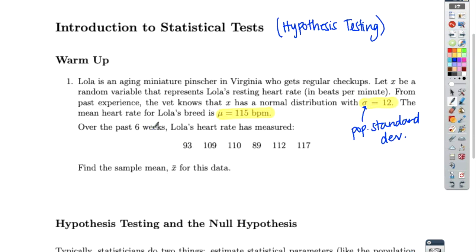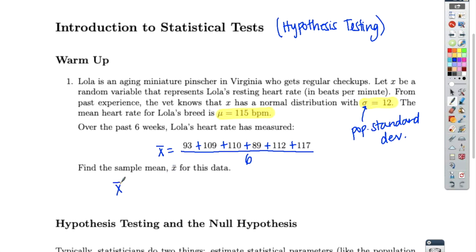Over the last 6 weeks, Lola's heart rate has been measured, and we've got 6 data values. These are heart rates in beats per minute. The question is pretty simple on this one. Find the sample mean, X bar, for this data. You don't have to overthink this one. Remember, to find the sample mean, you just add up all these numbers and then divide by the number of values. In this case, 1, 2, 3, 4, 5, 6. There are 6 of them, so X bar is just going to be the sum of all of those divided by 6. Throw that into your calculator, and let's see what our sample mean is.